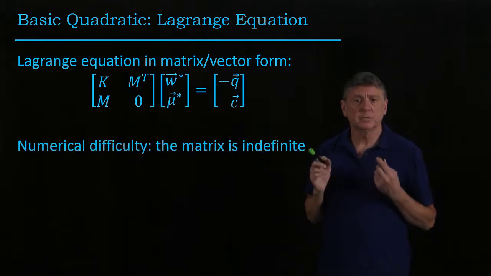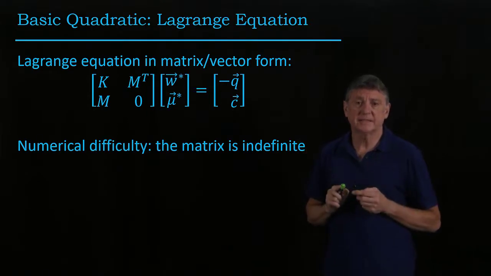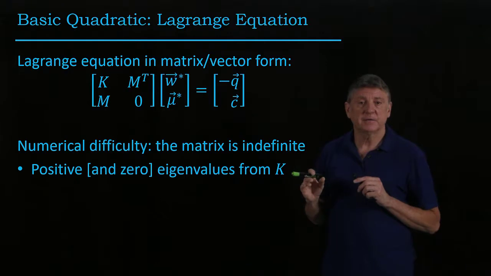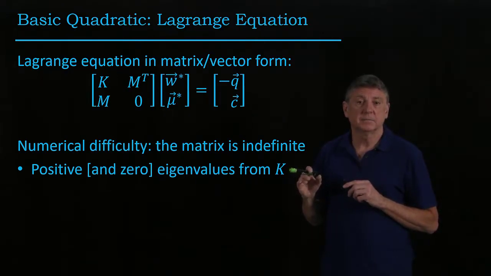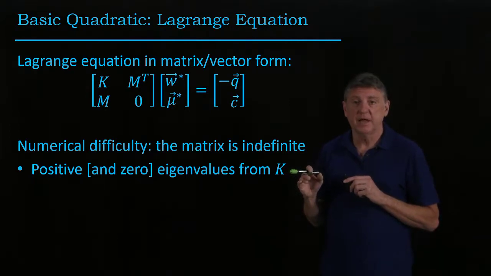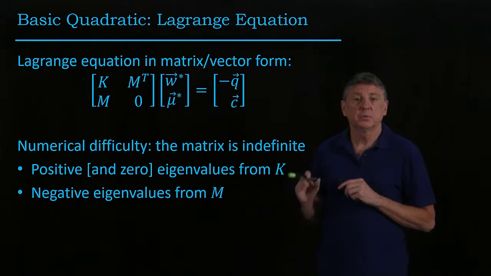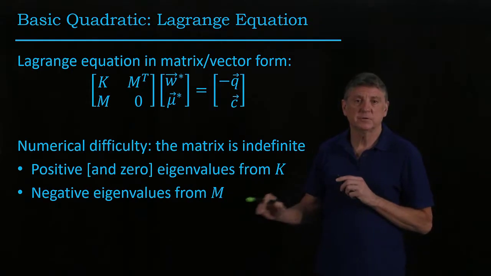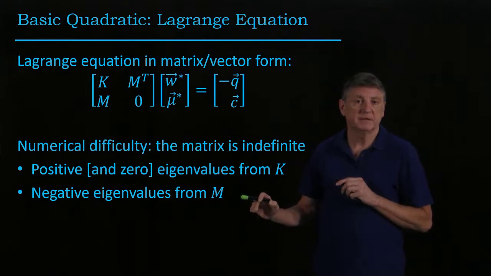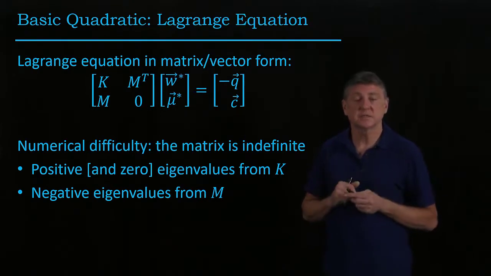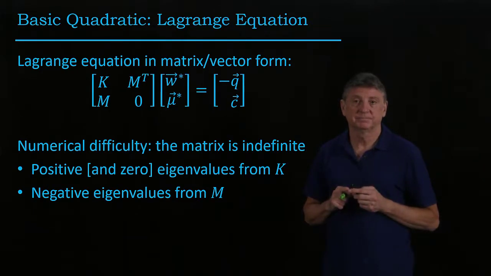A numerical problem is that the matrix we're looking at is indefinite, and specifically the positive eigenvalues and any 0 eigenvalues are coming from that matrix K in the quadratic form of the quadratic equation, and the negative eigenvalues are coming from M. So we always have some positive values, we always have some negative eigenvalues, and that makes this numerically challenging to solve as the size of the system increases.